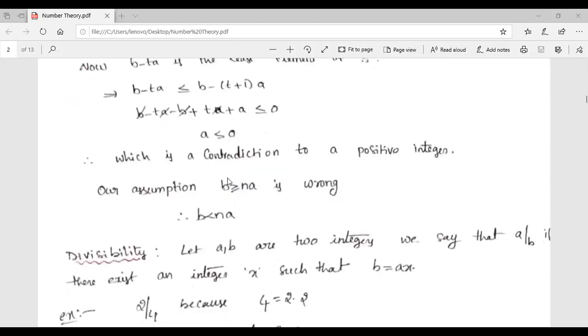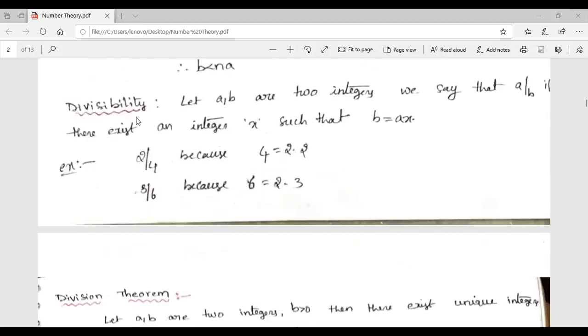So next one, divisibility. Let a, b be two integers. We say that a divides b if there exists an integer x such that b is equal to ax. The condition is b is equal to ax.